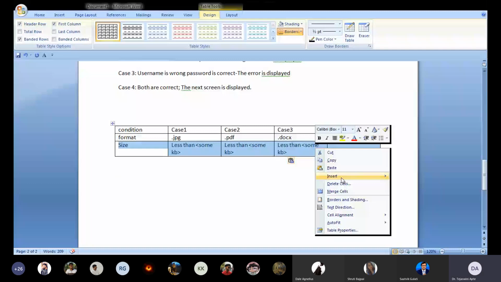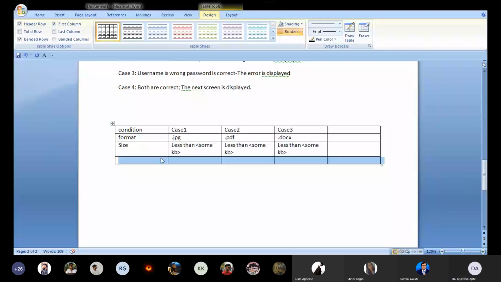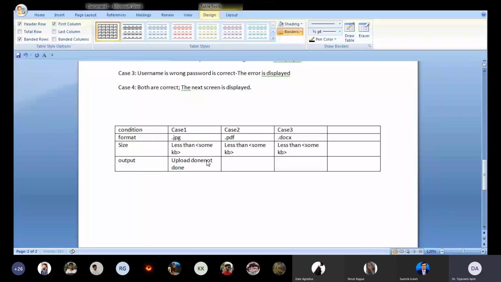Insert below, and then the output is going to be: if it is true, then the upload is successful. If it is not true, let's say done or not done, based on whatever the conditions are. Are you getting my point? So these are the ways by which the uploading of the document is going to be done.